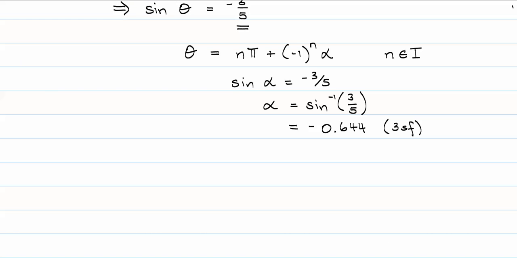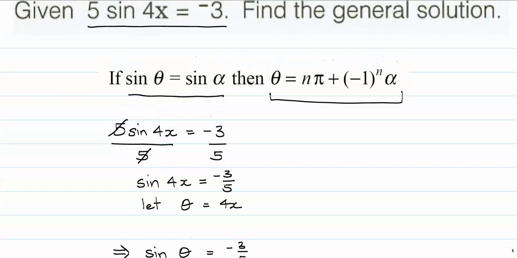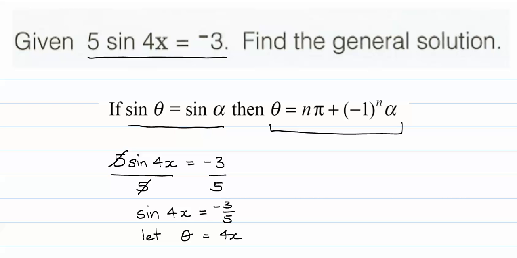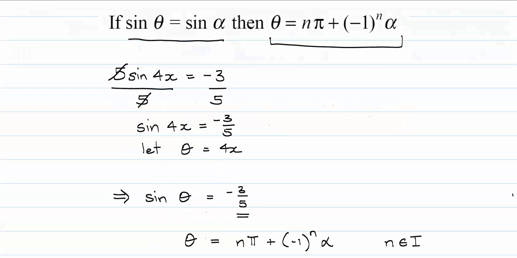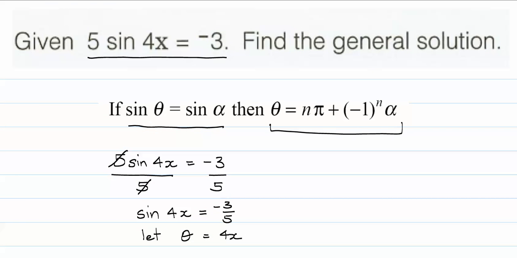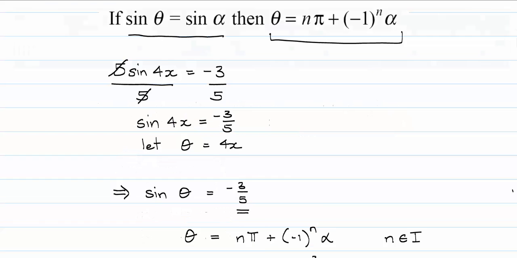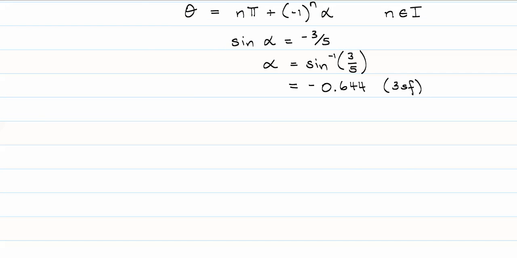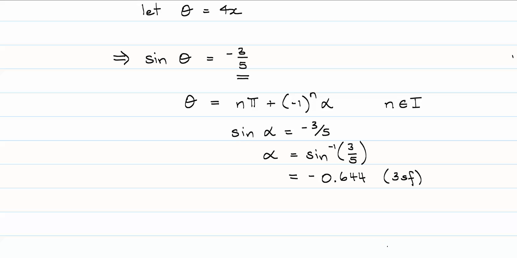And the answer is negative 0.644 to 3 significant figures, and that's making sure that your calculator is set to radians mode, because the statement at the top there indicates that everything is in radians. We're using this formula from our formula sheet, and you'll notice that there are pi's and there are no degree symbols in there, so everything is in radians. And so now our general solution looks like this.